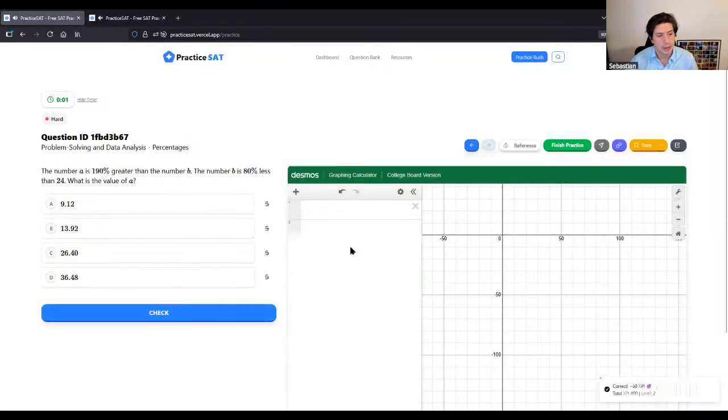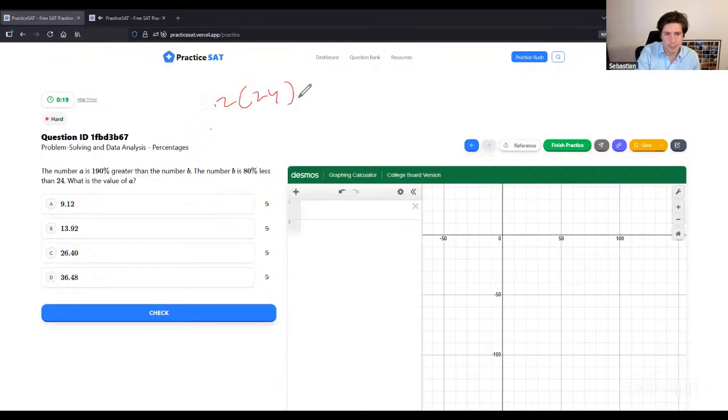Great. All right, then we have: the number A is 190% greater than the number B. The number B is 80% less than 24. What is the value of A? So 80% less than 24 means that it has to be 20% of 24. So that'll be 0.2 times 24. That's going to be 4.8.